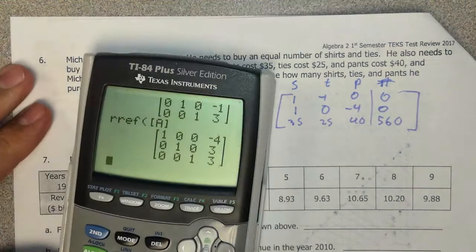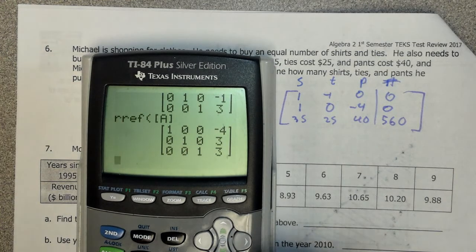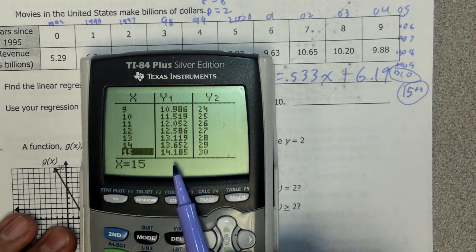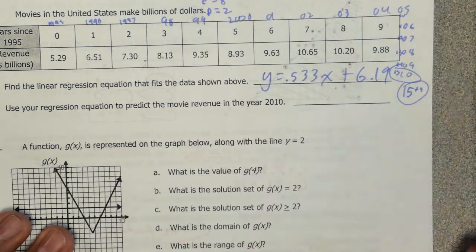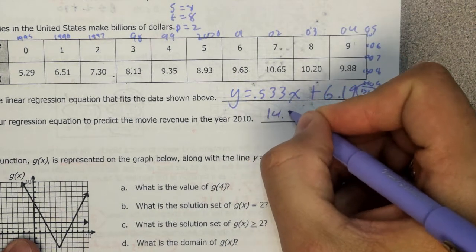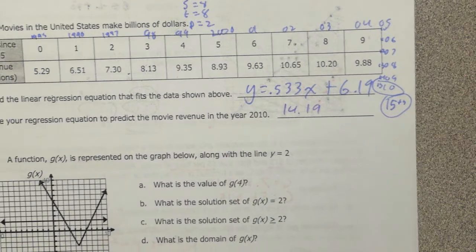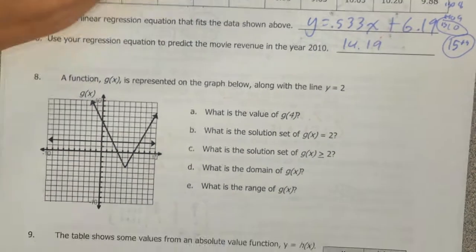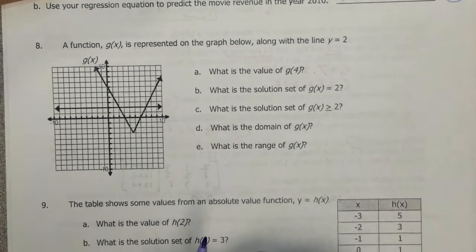Let's put that in the calculator. Let's scroll all the way down until we hit the 15th year, and it's going to be 14.19 million, or billion, sorry. Let's get one more on this video before we have to change.